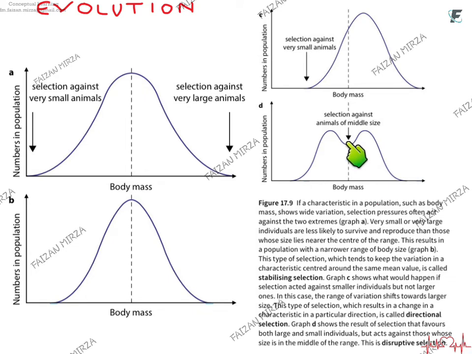Although these were supposed to be the highest in the population according to stabilizing selection, because of the selection pressure occurring against these middle-sized animals, which in this case is overfishing of this kind of animal, this got decreased in this population. This is called disruptive selection.